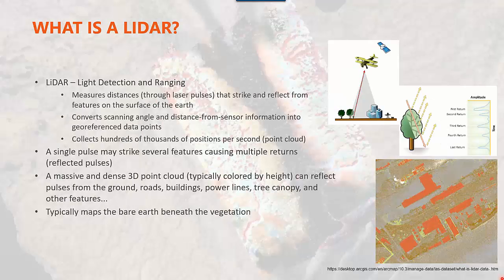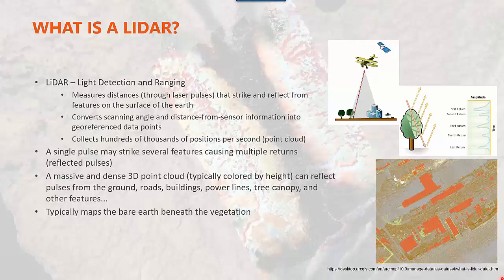So what is a LiDAR? This is by no means a thorough explanation of the technology, so these are very simplified illustrations. LiDAR means light detection and ranging. The device uses laser pulses to measure distances, using the pulses that strike and reflect from the features on the surface of the Earth. It converts the scanning angle and the distance from sensor information into georeferenced data points. It typically collects hundreds of thousands of positions per second into something called a point cloud.